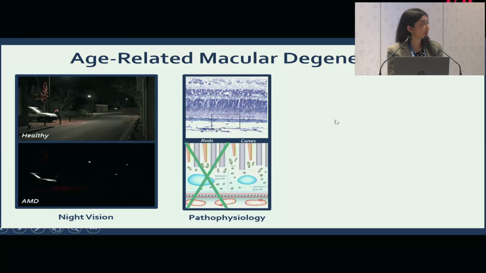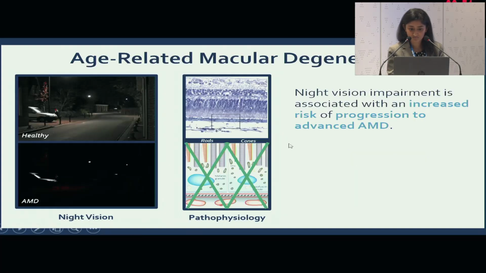Is there a reason why I can't see my pointer? We can. All right. You can't see the pointer. Yeah, I can't see the pointer. Just look there. Oh, there we go. Sorry about that.